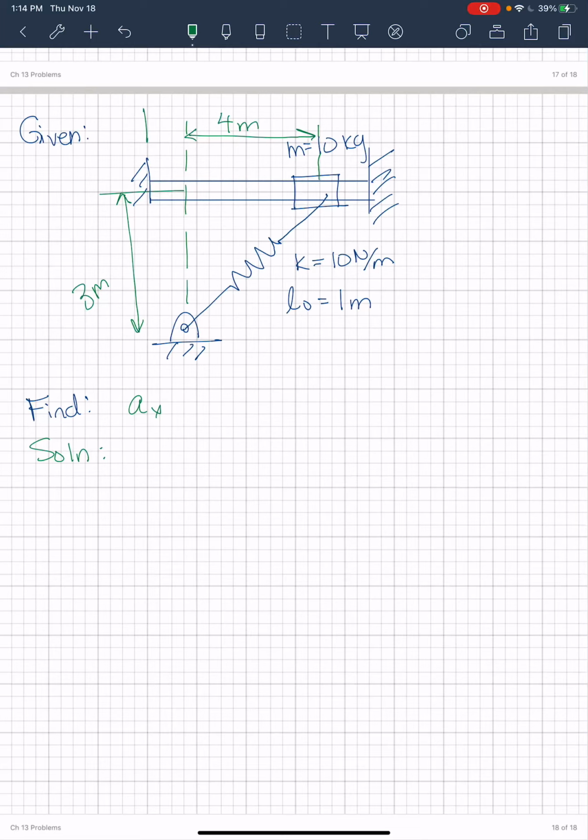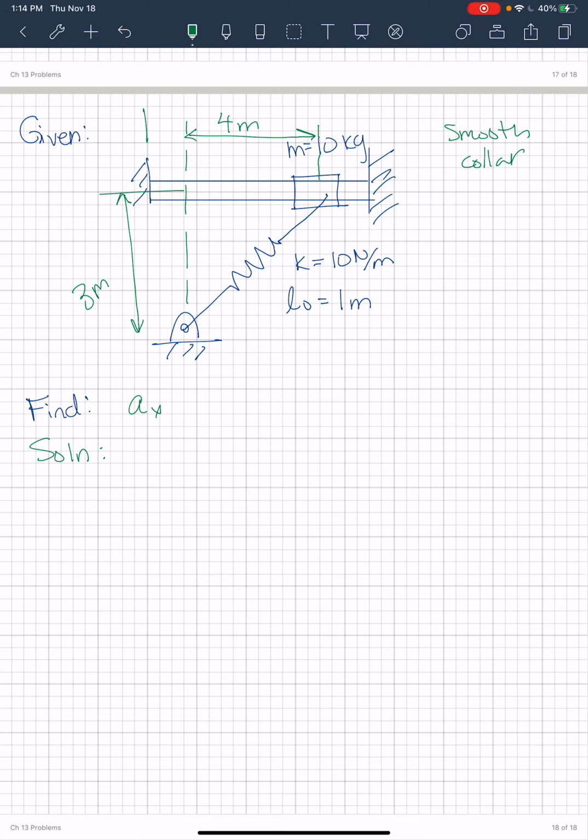So for this problem, we have a collar that's on a rod, and they say it's a smooth collar. It's attached to a spring that's attached to the pin, and we're supposed to find the initial acceleration. They tell us it's a 10 kilogram collar, and the spring has an unstretched length of 1 meter. And they tell us that K equals 10 newtons per meter, and then they tell us some of the dimensions of it.